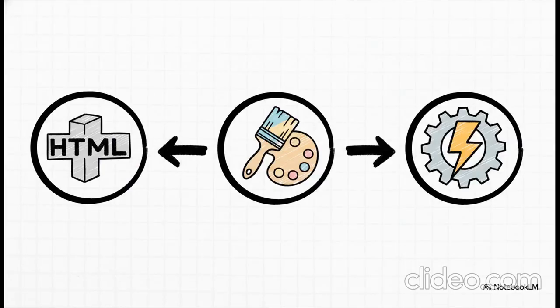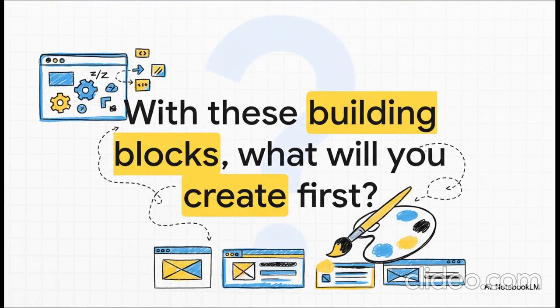And that's really it. The three pillars: HTML for structure, CSS for style, and JS for interactivity. So now you know the basic building blocks of the entire web. The only question is, what are you going to build?